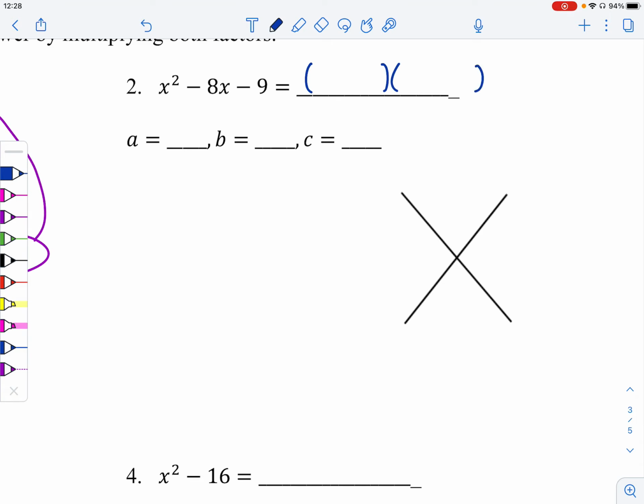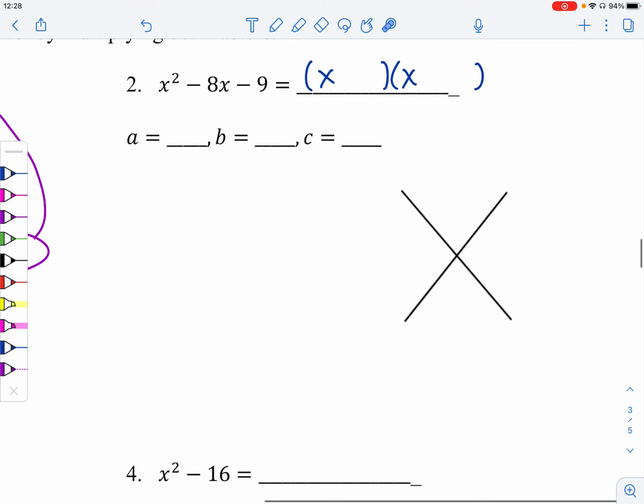We know it's going to be x, because we start with an x squared, so x, like that. Because our a is equal to 1, we can do that. And then we identify our letters: 1, negative 8, negative 9. Our a times c goes on the top of our x. So we have 1 times negative 9, so negative 9 goes on the top of our x. Our bottom letter is just b, so that's negative 8.